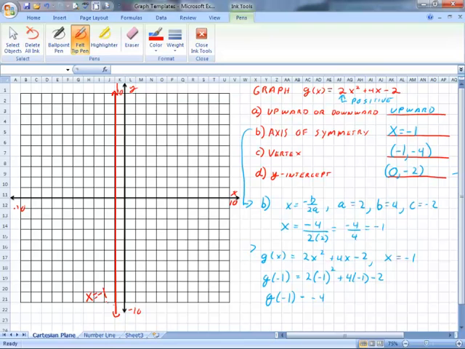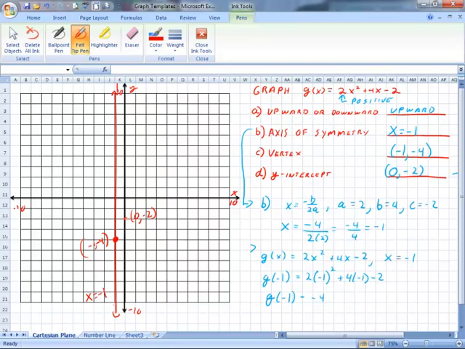We also have the vertex at -1, -4. And we have the y-intercept at 0, -2. I don't like the way that -4 is looking there, so I'm going to rewrite that. Okay, so now I have the y-intercept, the vertex, and the axis of symmetry to help me out.